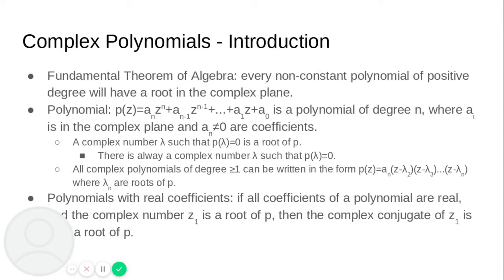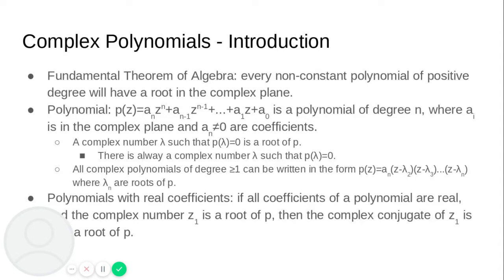A complex number lambda such that p lambda equals 0 is a root of p. So this makes sense because this is the same in algebra. If you have any number that makes a polynomial equal to 0, then it is a root of that polynomial, except in this case, lambda can be a complex number. So there's always a complex number lambda such that p lambda equals 0.